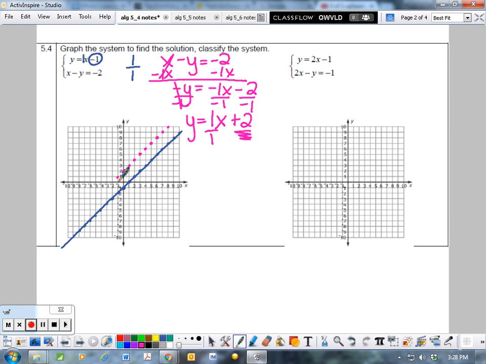It doesn't look like they ever intersect, so let's take a look really quick. Are they truly parallel? Let's look at our slopes. Our slopes are the same, so they are truly parallel. So then, what is our solution? Well, there is no solution because they will never intersect. So then the question is how do we classify this? This is classified as inconsistent, since it will never intersect.